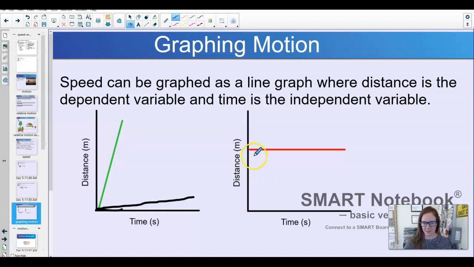Now, how about this? It may be more obvious if I did something like this and then made it flat, right? What does it mean when the line is completely horizontal? Hopefully you can see that this means that the object is stopped. So when the line is horizontal, it's not moving forward in distance, but time is still going on. So the object has stopped at this point. So it was moving and then it stopped.